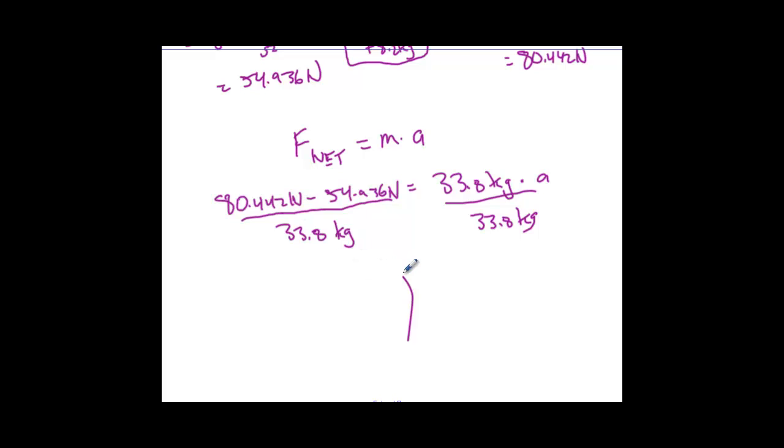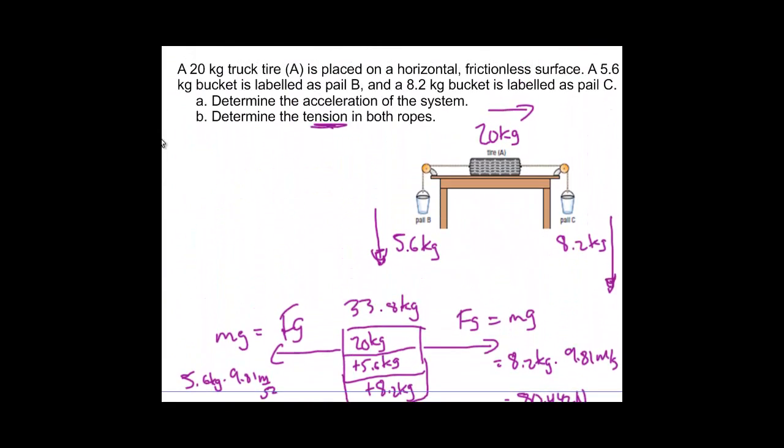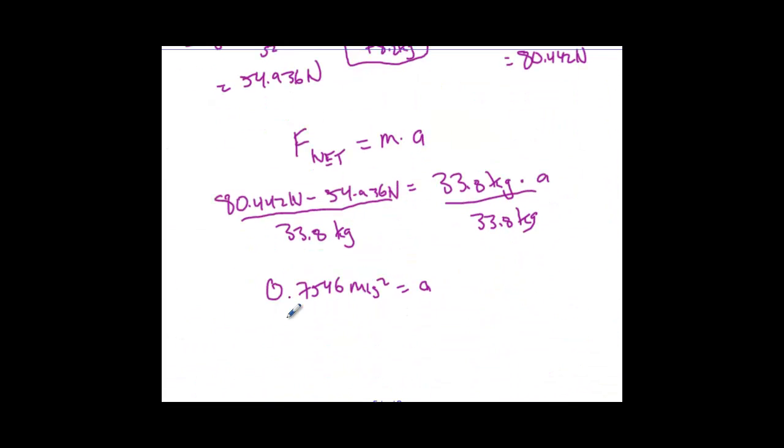When I divide this side over here, I got 0.7546 for the acceleration. Double check that math. I don't see any errors there. Based on sig digs, it looks like I'm only getting 2 sig digs. So we should say 0.75 meters per second squared.